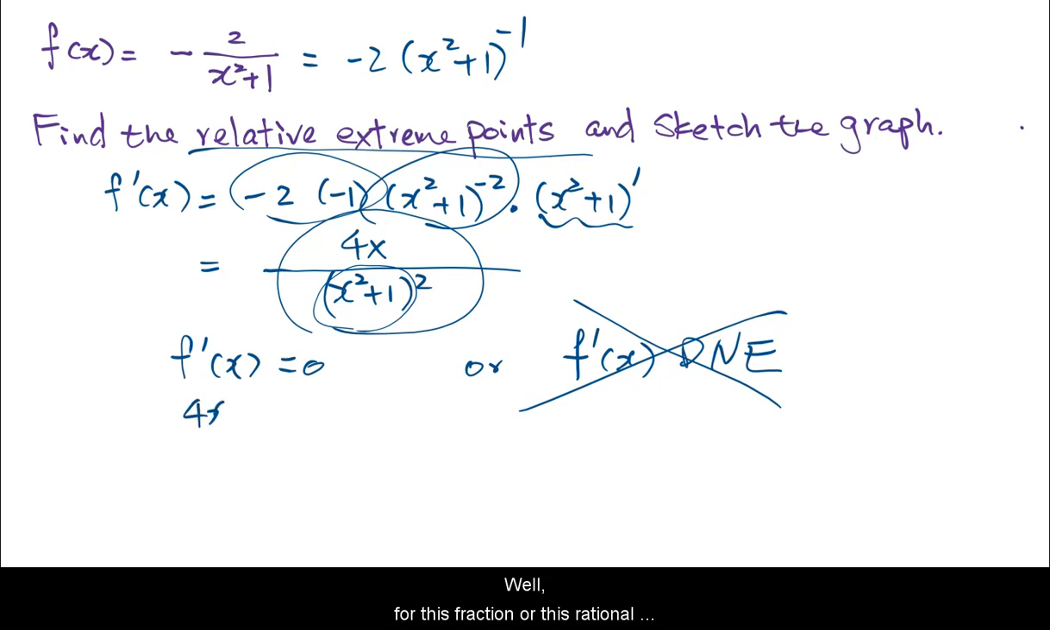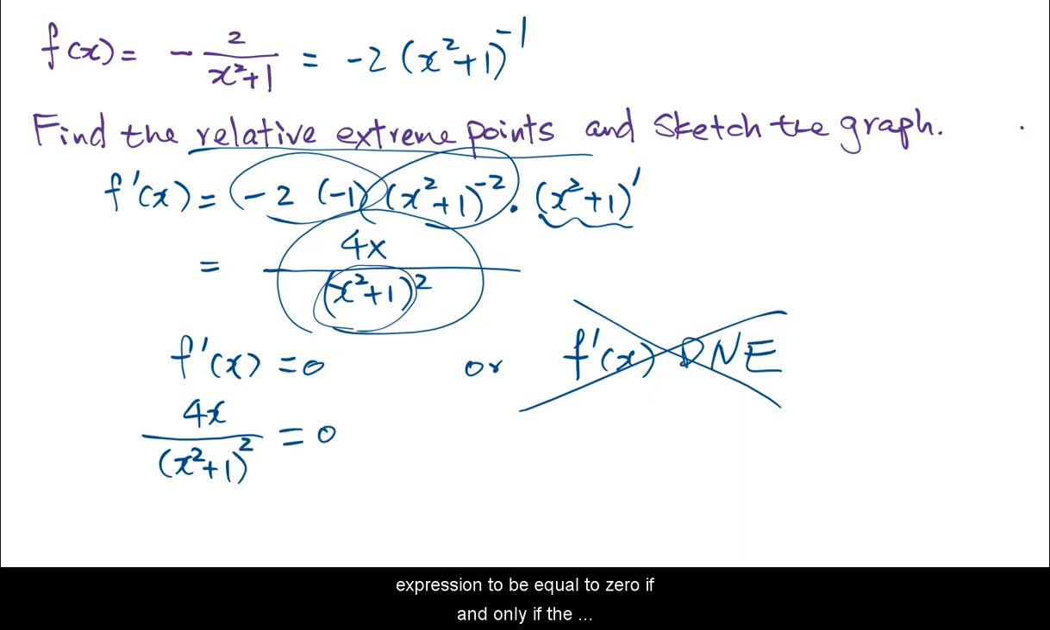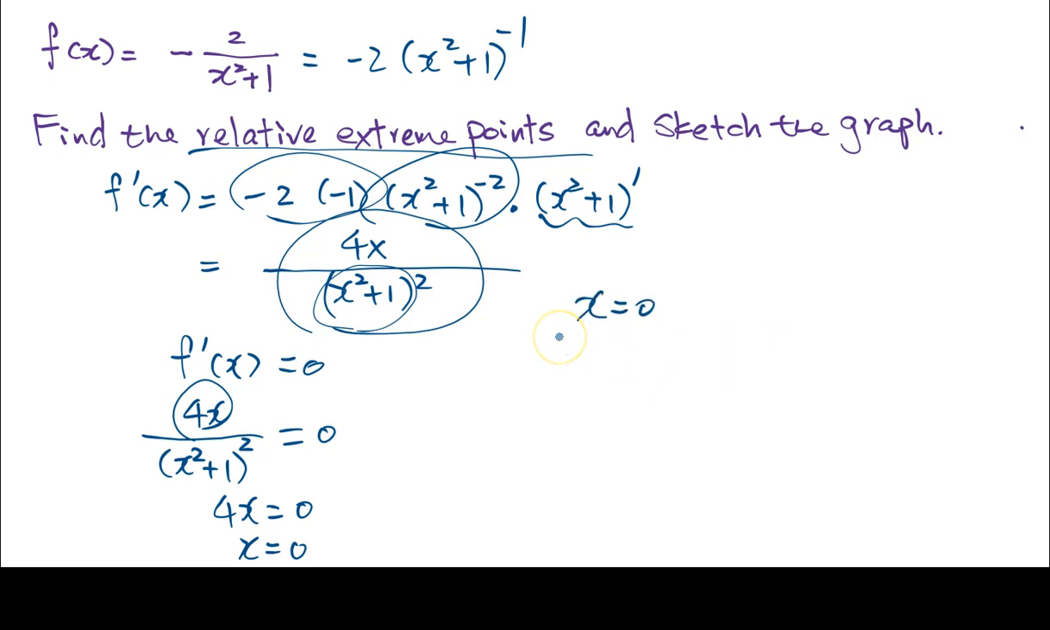Well, for this rational expression to be equal to 0, if and only if the numerator is equal to 0. So that means the critical point, or the critical value, is x equals 0. Now let's check if 0 gives us a local maximum or local minimum, or neither of those.